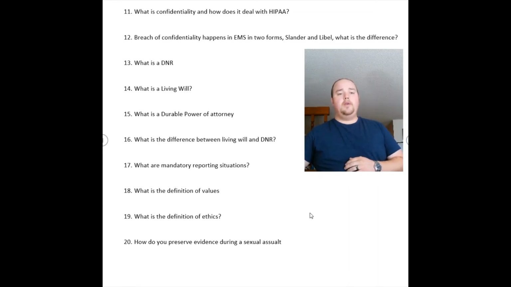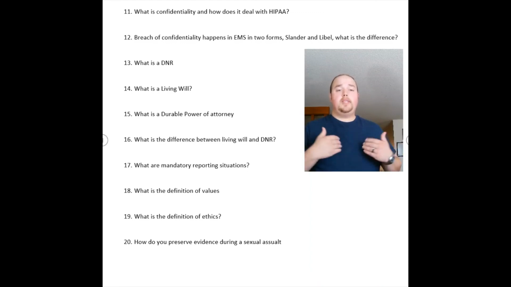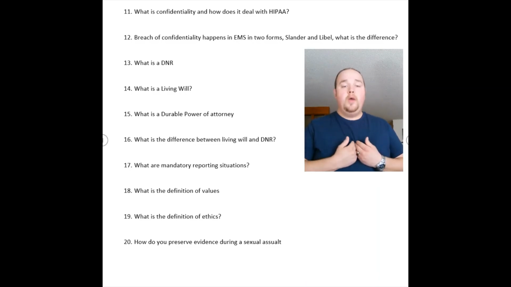Definition of values. The definition of values is a person's principles or standards of behavior, one's judgment of what is important in life. That is what you choose as your values. My value is I love making podcasts. And so that's what I choose to be a standard in my life, that I value podcasts. Whatever you value, you put worth into, is your values.